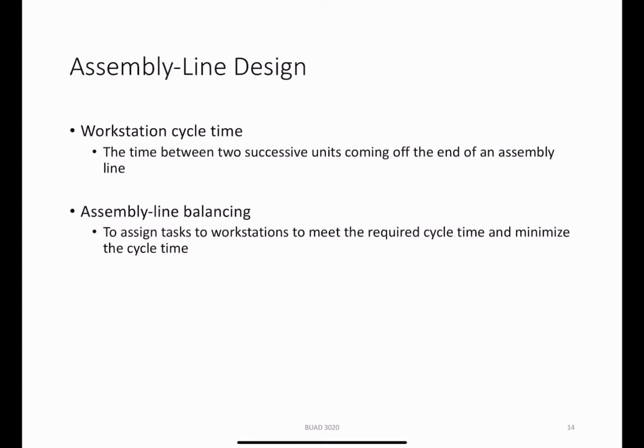There are a couple of terms you need to consider. The first one is the workstation cycle time. The workstation cycle time means the time between two successive units coming off the end of the assembly line. So we want to know what will be the time between two products coming out of the system. Okay? And assembly line balancing means that we want to assign different tasks to different workstations, so we will be able to meet the required cycle time and minimize the cycle time.